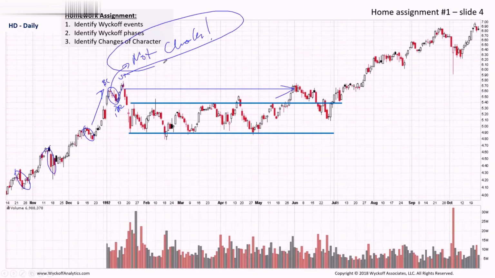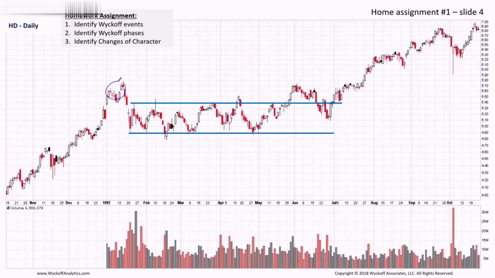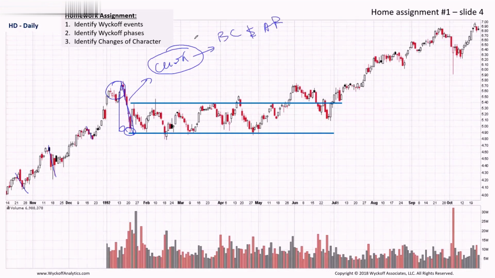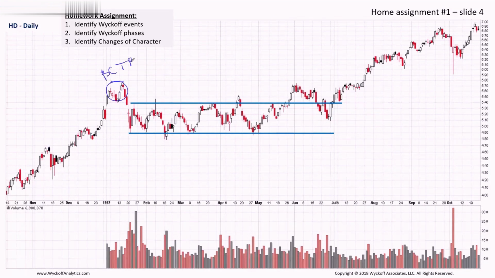And if it's not a change of character, then this is probably just a small distributional pattern that creates the causality to push the price lower into the lows of a true change of character. This is the reaction that is nothing like we've seen before on the way up. So if this is a change of character, then it's located between the buying climax and automatic reaction. And therefore, we could label this area as a buying climax trading range with the characteristics of the climactic run.